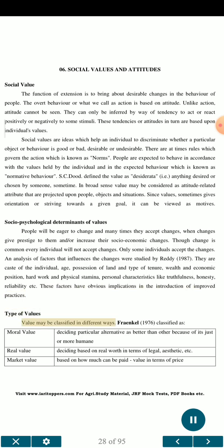Types of values. Values may be classified in different ways. Frankel, 1976, classified them as moral value: deciding a particular alternative as better than another because it is just or more humane. Real value: deciding based on real worth in terms of legal, aesthetic, etc. Market value: based on how much can be paid, value in terms of price.